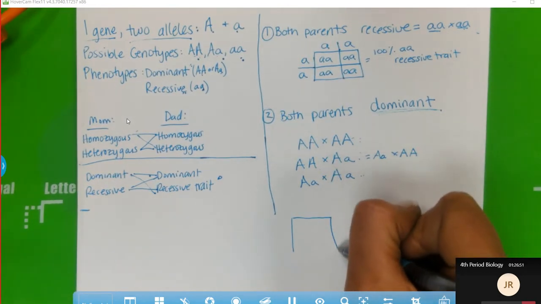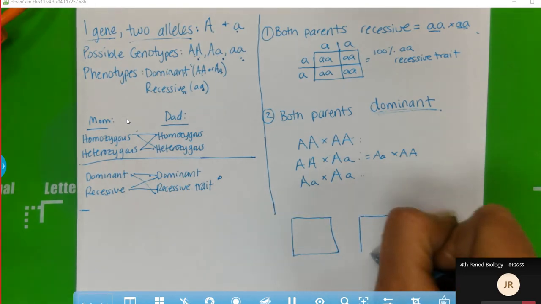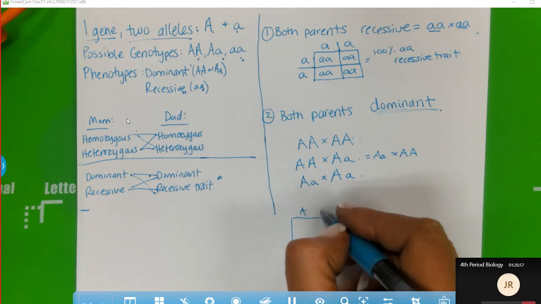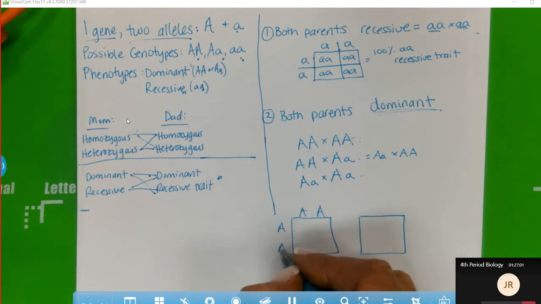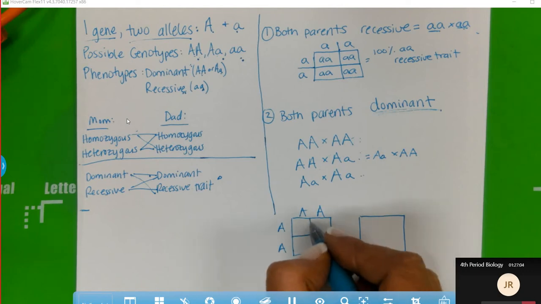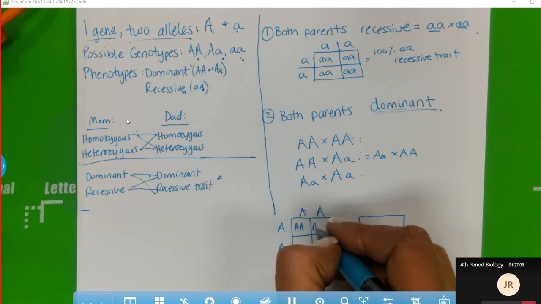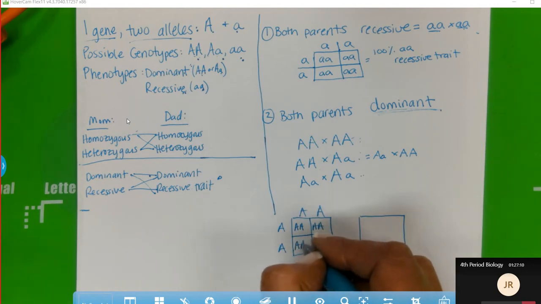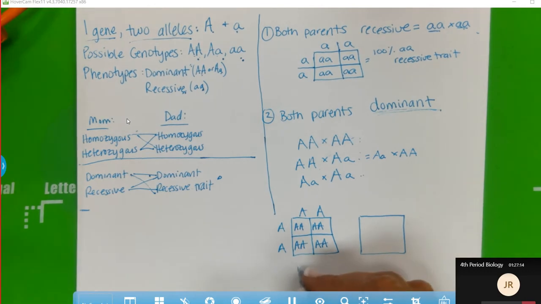So if we write our Punnett squares, we have big A, that means all of the mother's eggs will have a big A allele for whatever gene this is. All of the father's gametes will have a big A allele for whatever this gene is. If they are both homozygous dominant, it's very similar to the homozygous recessive, 100% homozygous dominant, 100% the dominant trait.